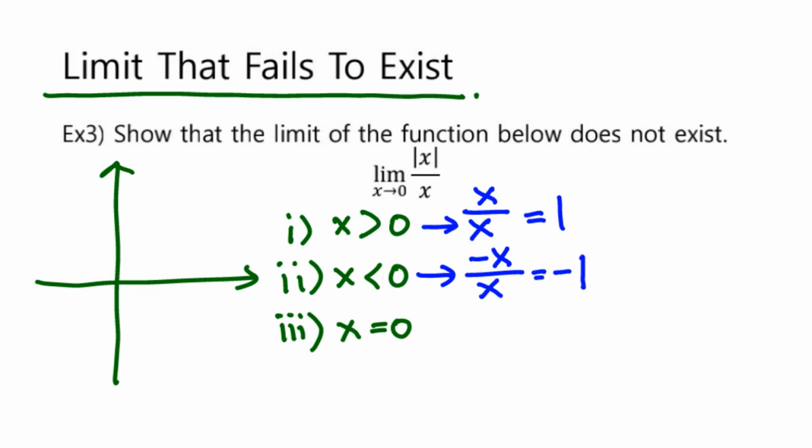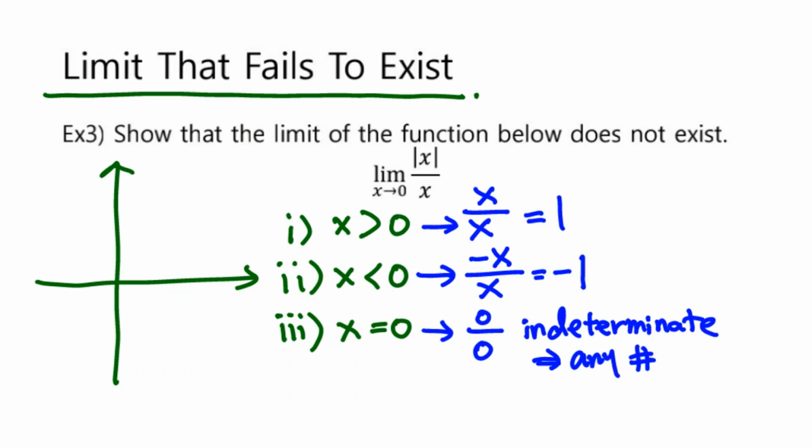What if x is equal to 0? Then I'm going to have 0 over 0. What's 0 over 0? Is it undefined? Is it 0? Is it 1 because the top and the bottom are the same? No. It is indeterminate. That means we can't decide. That means it can be any number. Let me tell you why.